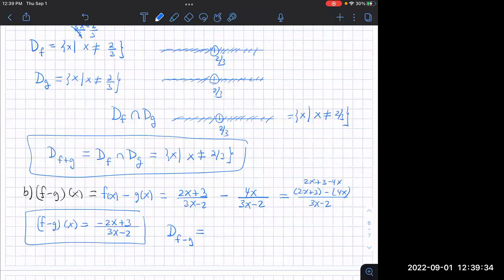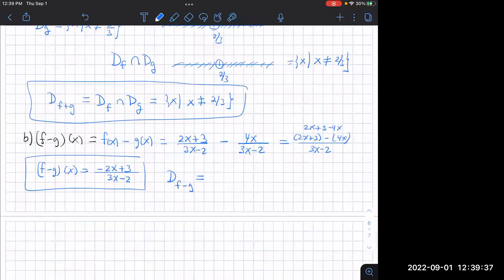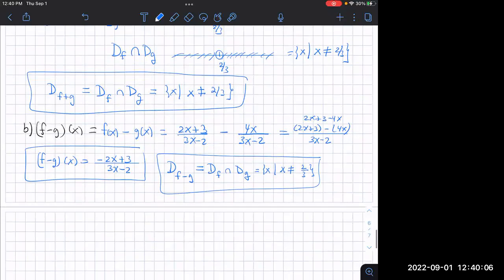Let's continue. What is the domain of f minus g? It is the intersection of the domains, and we already did the intersection, so it's everything except 2/3. Did anybody get that? Yes. Okay, very good.